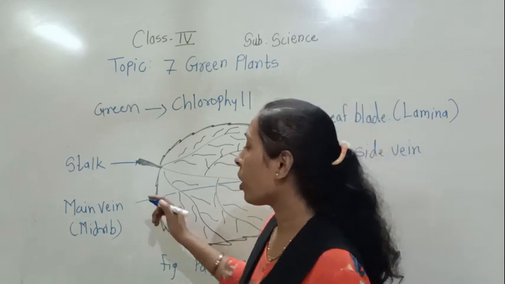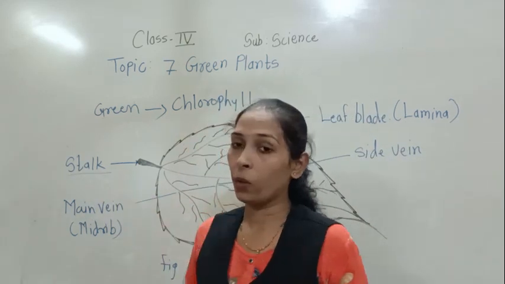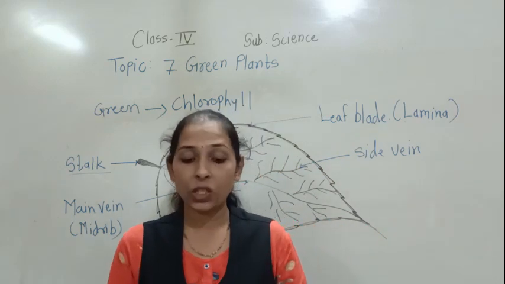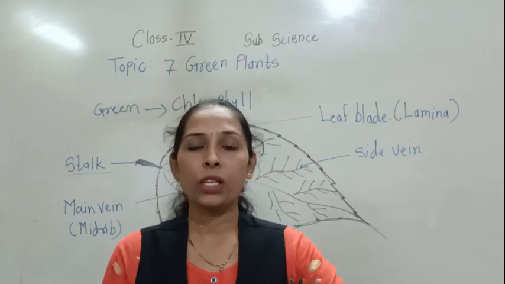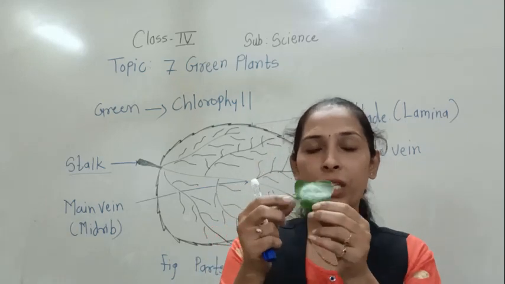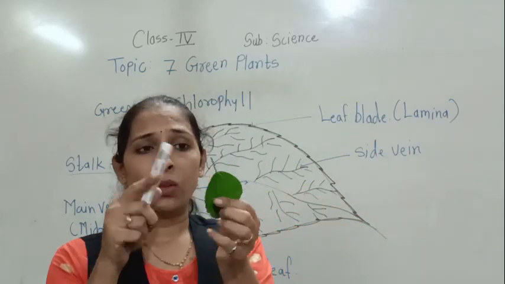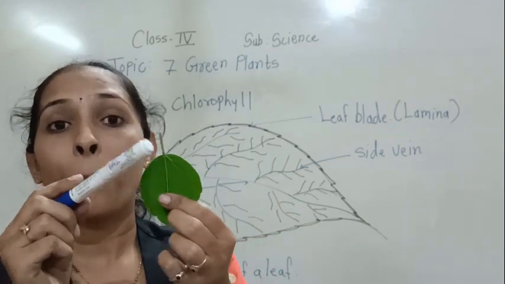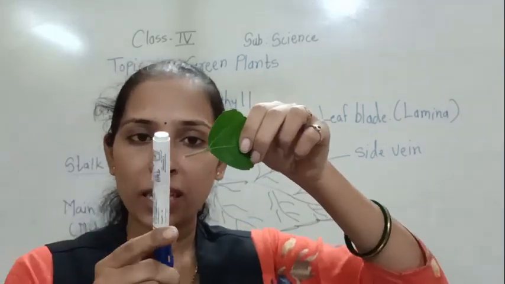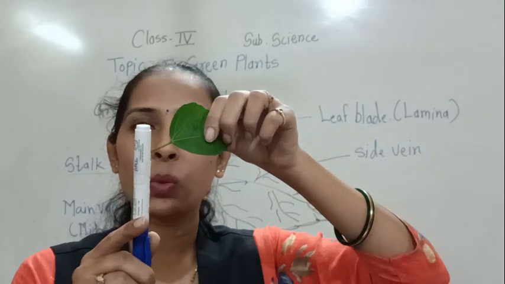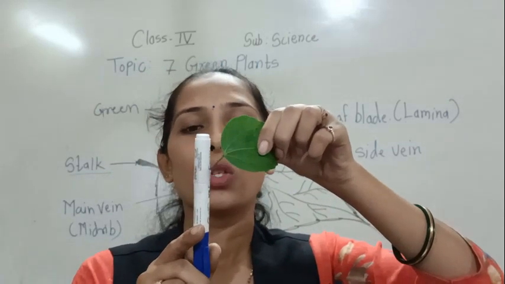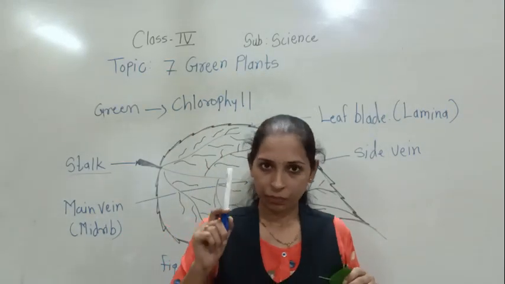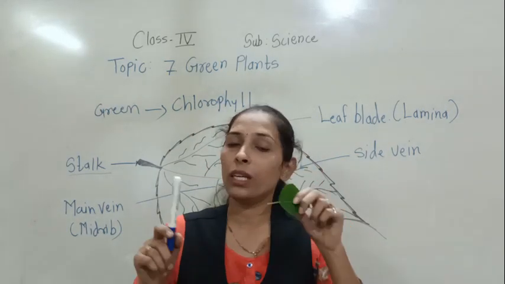First we are going to talk about the stalk or the petiole. The stalk or the petiole helps the leaves to attach to the stem. See here, I have one leaf. Can you see this structure? This structure is nothing but the stalk or petiole. With the help of this stalk or petiole, the leaf is attached to the stem like this. In this way, the stalk or the petiole helps the leaf to attach to the stem.